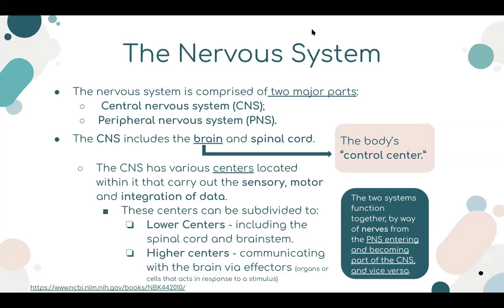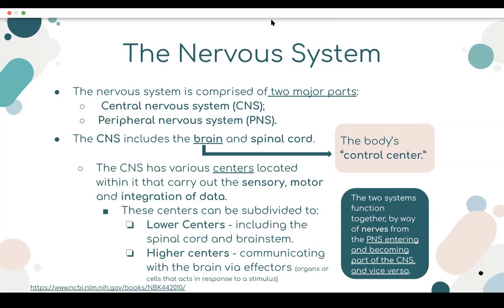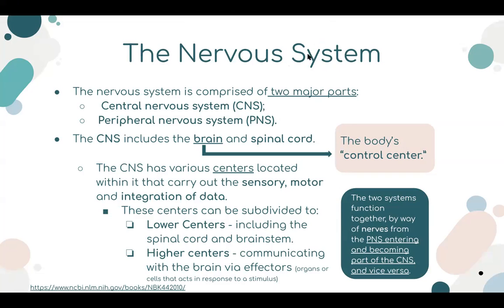So the CNS includes the brain, which is your body's control center, and your spinal cord. I like to think of the spinal cord as a highway of communication that relays messages between your various sensory organs and your brain, but we'll get to more detail on that later in the presentation. The CNS has various centers located within it that carry out the sensory, motor, and integration of data. Sensory often refers to your various senses, your five senses. Motor means your movement, and integration of data can mean various different definitions, such as your emotions, feelings, and thoughts.